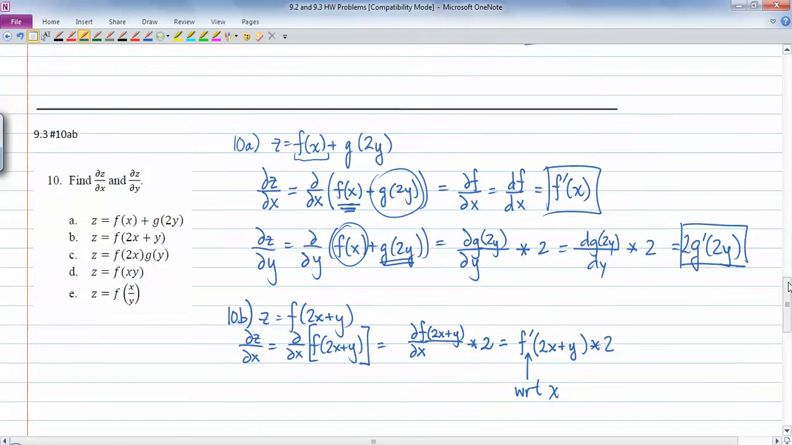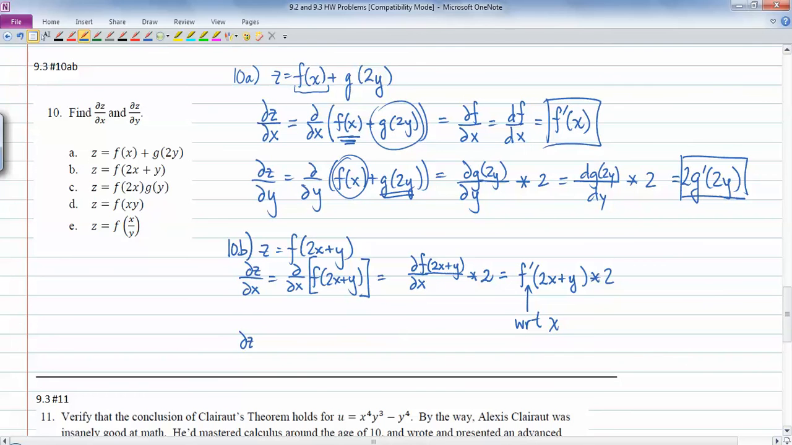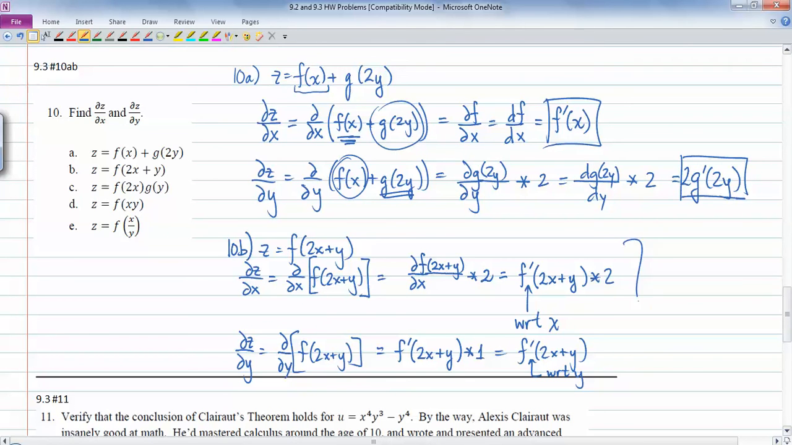So that's that. And then the dz dy would be d dy of the same thing. So that's going to be f prime of 2x plus y times the derivative with respect to y of the inside, which is 1. And then you just need to know that the prime in f prime of 2x plus y is with respect to y. So I would say don't worry about this one. We can can that one.